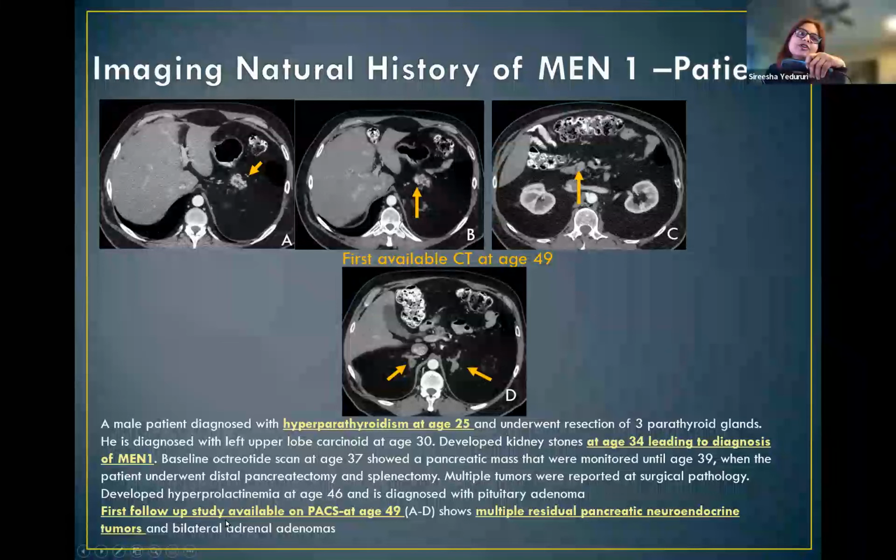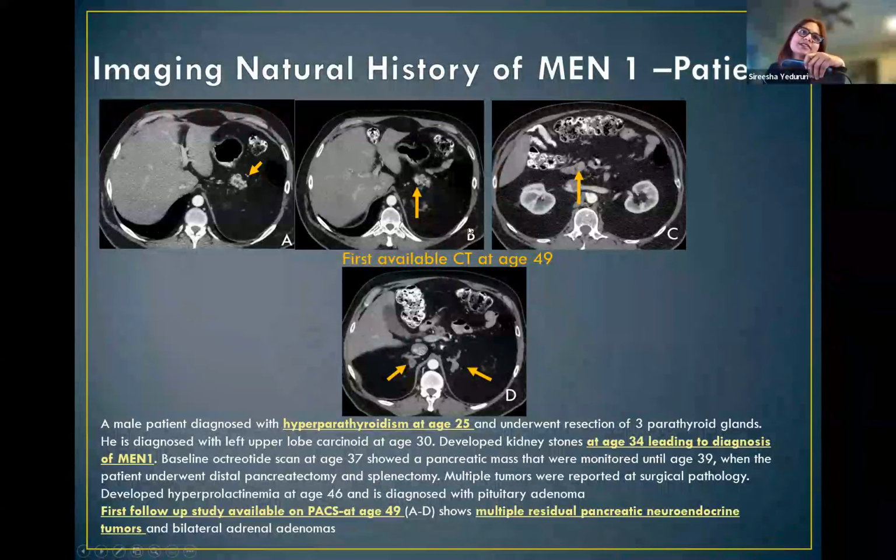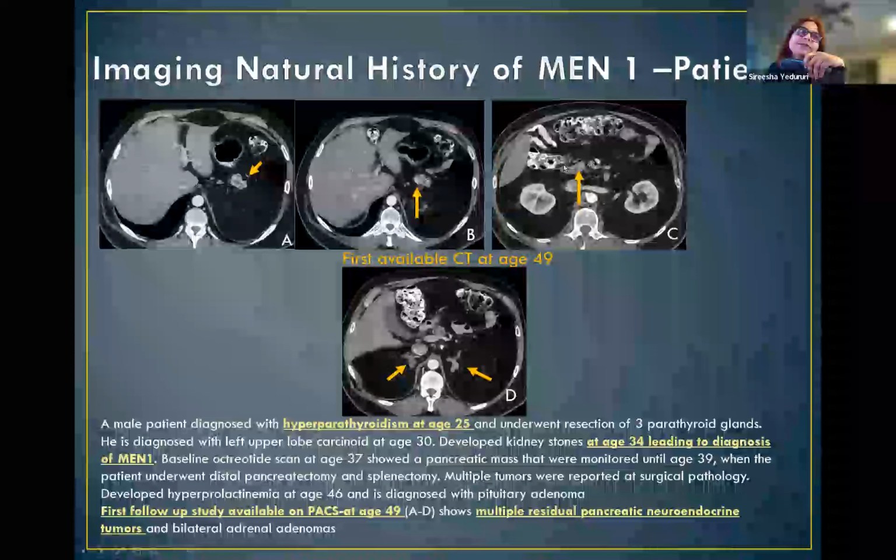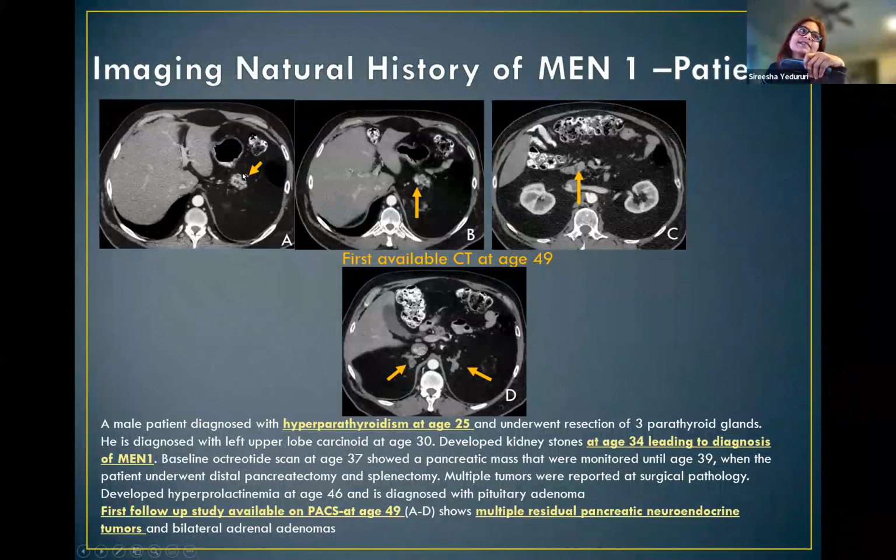So the first follow-up study I have on our PACS is at age 49, and the patient showed residual multiple pancreatic neuroendocrine tumors. I'm just showing a few here. This one is cystic. This one appears solid, enhancing. There's one in the head. Also note that the patient has benign adrenal lesions, adenomas, in this.